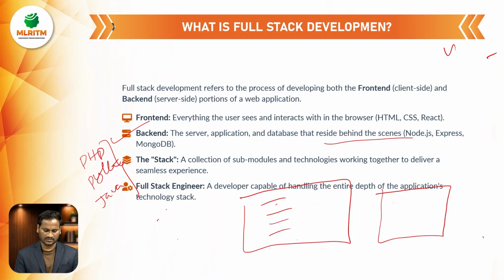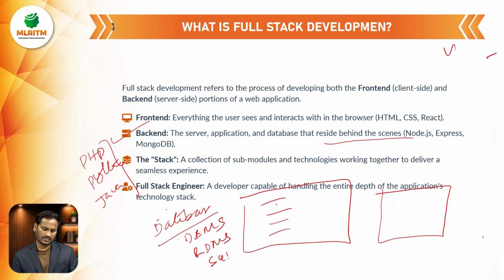And the next one, database. When database comes to our mind, the first thing we say is DBMS, RDBMS, or SQL. These are the databases we knew earlier. But today the vital database that every company is using is MongoDB. What is the difference between MongoDB and the previous DBMS and SQL?